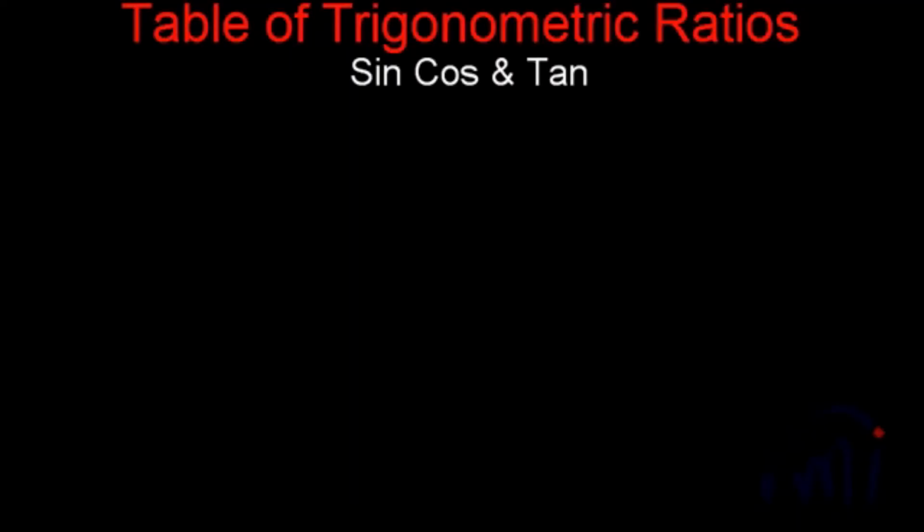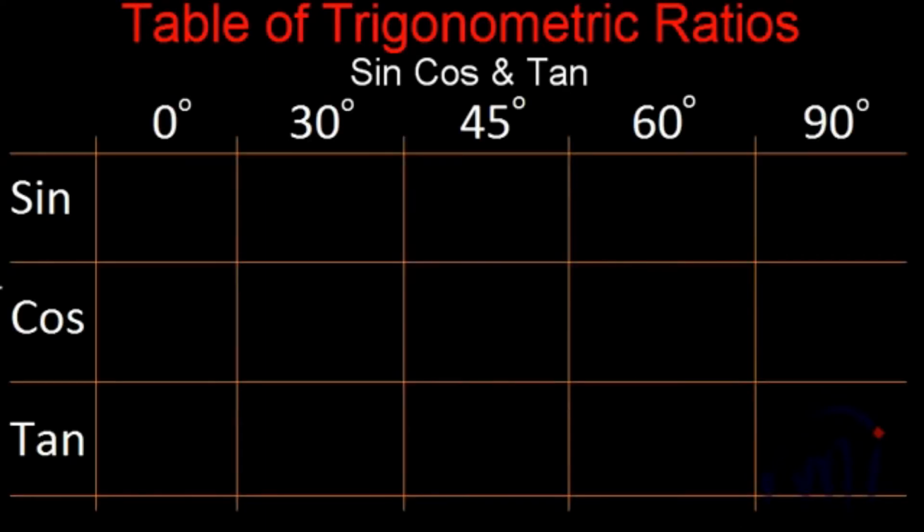Hi, in this video we are going to learn how to create a table of some trigonometric ratios. By trigonometric ratios I mean sine, cos and tan, and in this video we are going to create a table of values of these ratios of angles like 0 degrees, 30 degrees, 45 degrees, 60 degrees and 90 degrees. First you create a table like this, where sine, cos and tan are written in the first column, and then we have the values of angles written like this. Now let's try to fill this table.